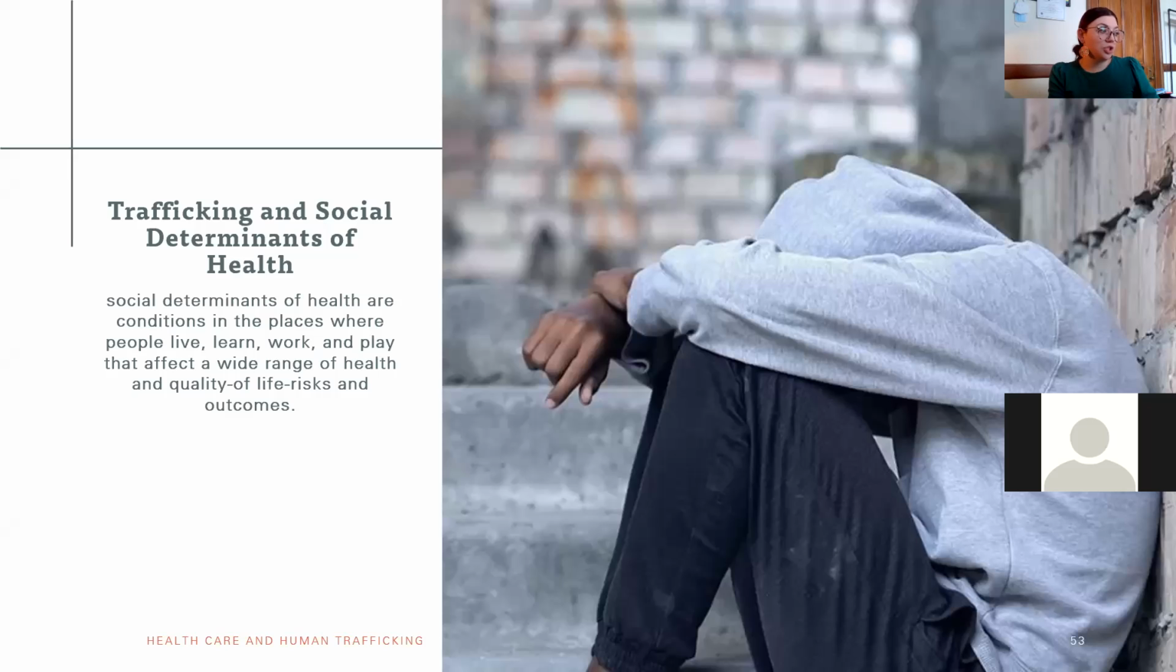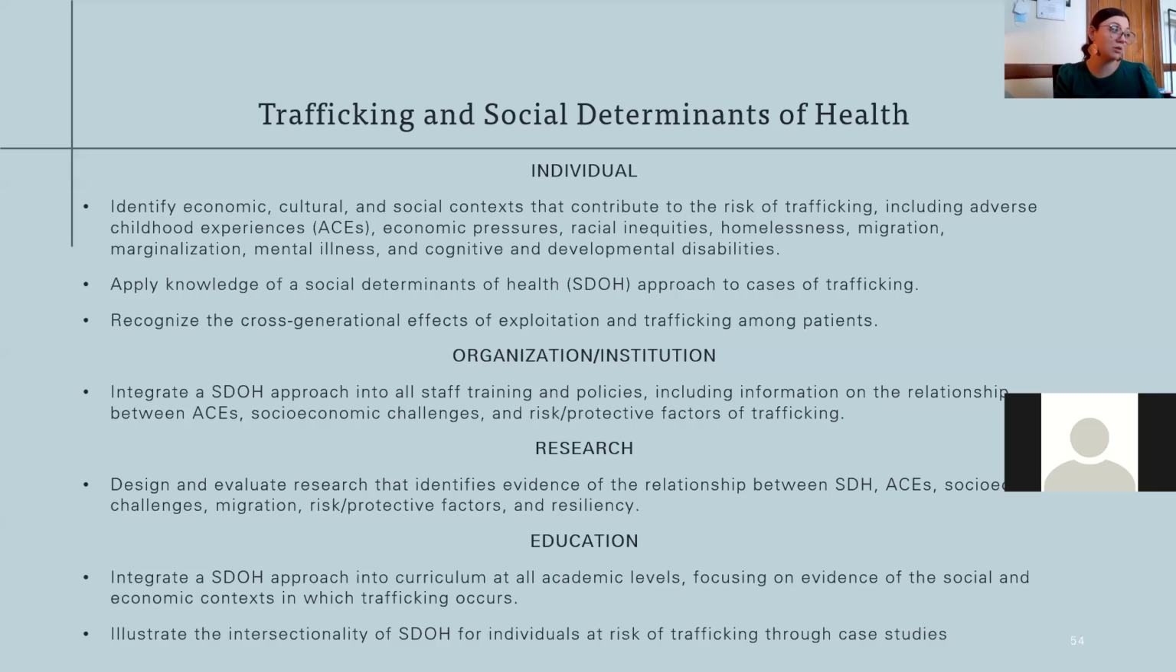So trafficking and the social determinants of health. The social determinants of health are conditions in the places where people live, work, learn, and play, and they affect a wide variety of health and quality of life risks and outcomes. So at the individual level, we need to identify economic, cultural, and social contexts that contribute to the risk of trafficking, including adverse childhood experiences, so ACEs like we talked about earlier.